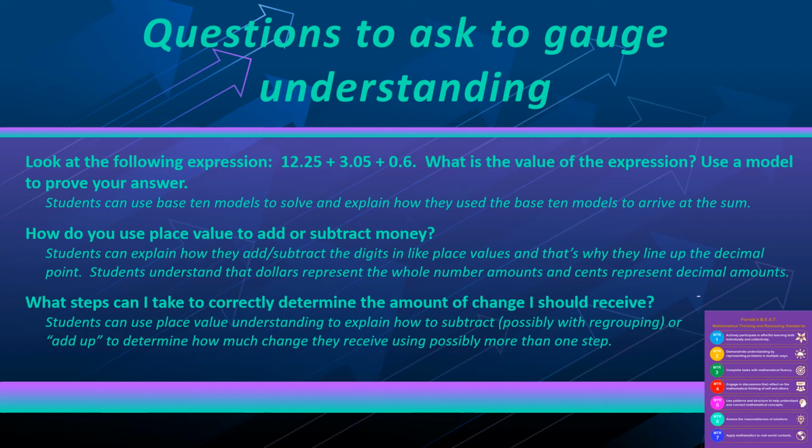And also, what steps can I take to correctly determine the amount of change I should receive? We want students to understand that sometimes this is more than one step, but we still want them to use that place value language whenever they're explaining how they subtracted to find that change or even add it up.